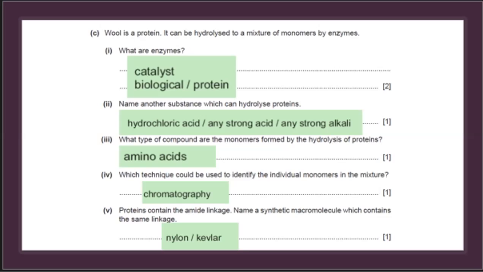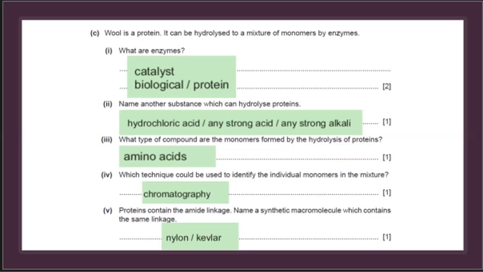What type of compounds are the monomers formed by the hydrolysis of proteins? When proteins are hydrolyzed, now hydrolysis is the splitting by, right? Lysis means to split. So what is happening when we split or we break up a protein, we form the basic building blocks of the proteins, which are amino acids.